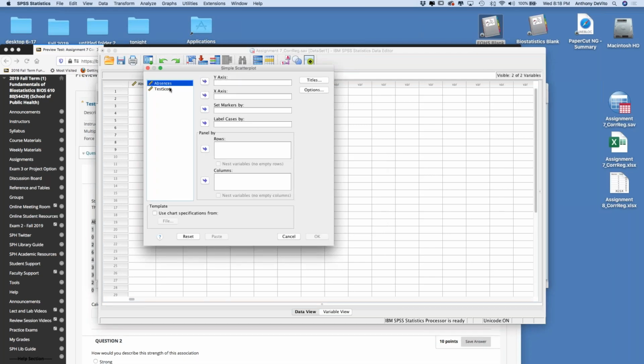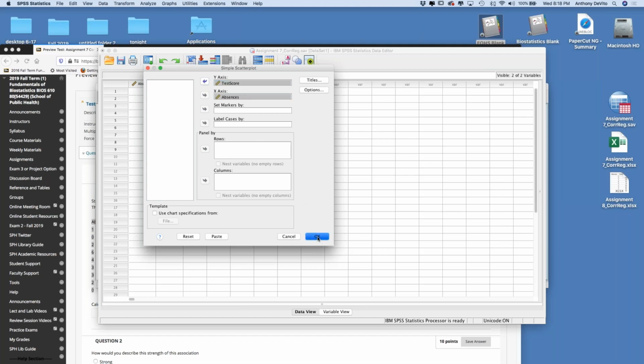Okay, and with correlation, it doesn't matter which one I put into the x-axis or the y-axis. I'll get the same value as far as the correlation coefficient, that R value, is concerned. But since I'm already thinking that maybe the absences is the predictor variable, also called the independent variable, I'll put that into the x-axis. And I'll put the test score into the y-axis, the predicted or the dependent variable.